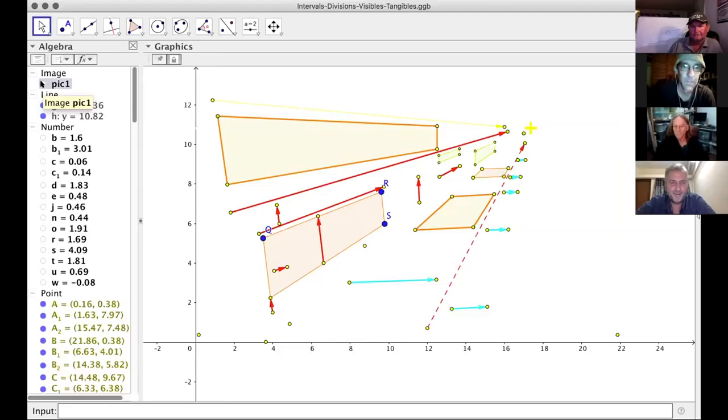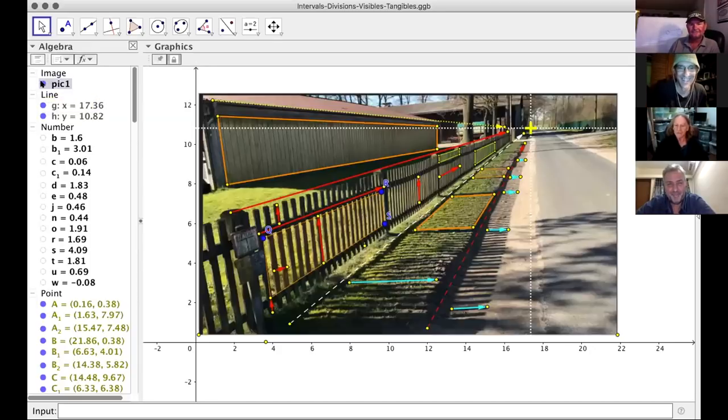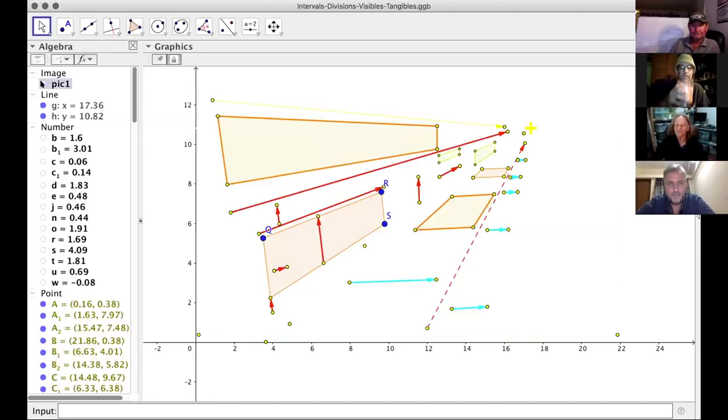That's exactly it. What we actually do see is like that. We just don't attend to it. It's the attending that doesn't occur. Well, that is the tangible view. Take the photo away and you've got the visible view. That's the visible world.